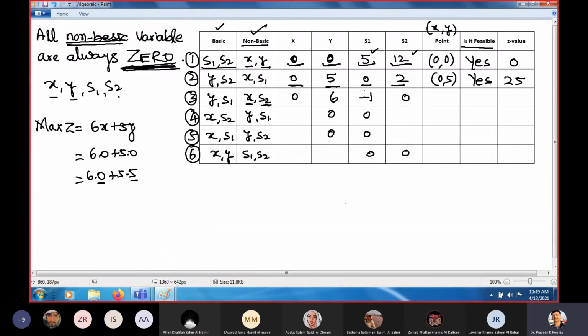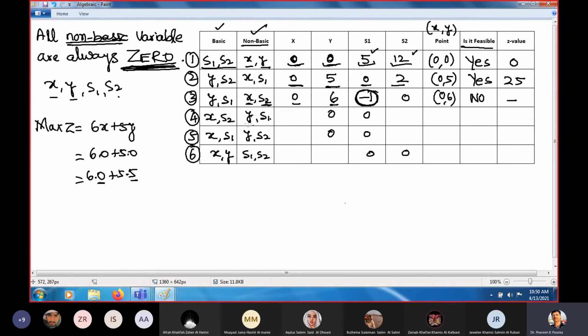Now what is the point? X, y, 0, 6. Is it feasible? No, my dear friends, because here one value is negative. And if not feasible, there is no value of z. So this point is not feasible because S1 becomes negative. The moment any variable becomes negative, that point will not be included in the feasible region.